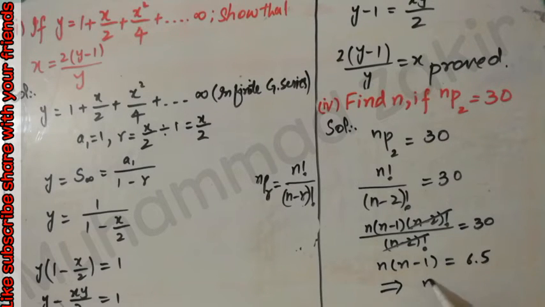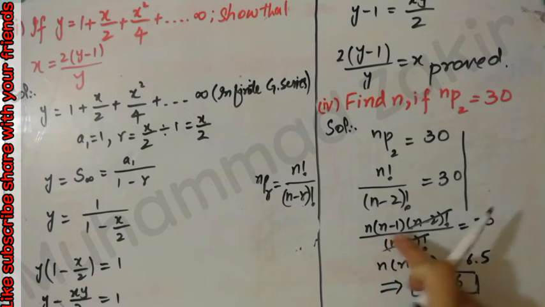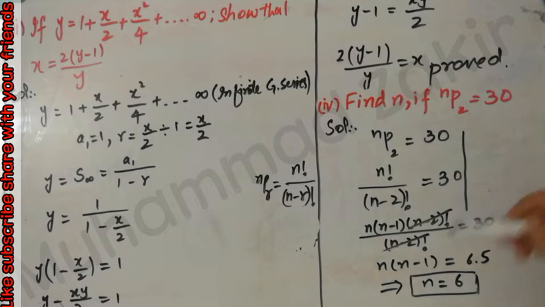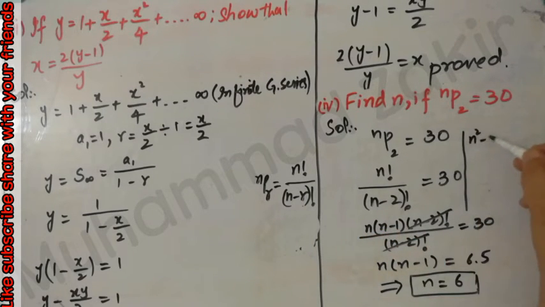We can imply from here that n is equal to 6, or otherwise we have another way to solve it. How can we solve? From here onward we can make it a quadratic equation, n square minus n equal to 30. On the other side, n square minus n minus 30 equal to 0. The middle term can be broken: n square minus 6n plus 5n minus 30 equal to 0.